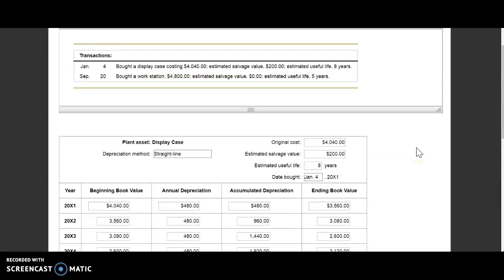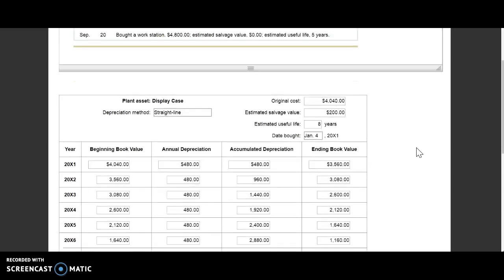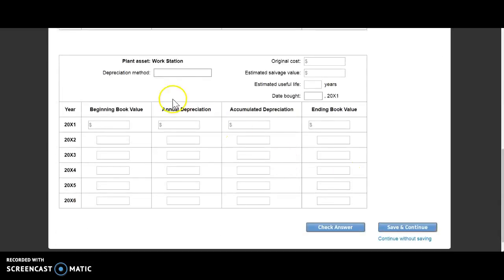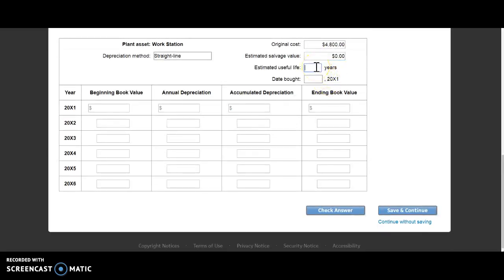It says on September 20th, we bought a workstation for $4,800. The estimated salvage value is $0 and the estimated useful life is 5 years. So let's go ahead and fill in the top part first. Again, we're going to be using straight line depreciation. The original cost, what we paid for it, was $4,800. We're estimating it will be worth nothing when we're done with it. We're going to estimate that we will use it for 5 years. And we bought it on September 20th.